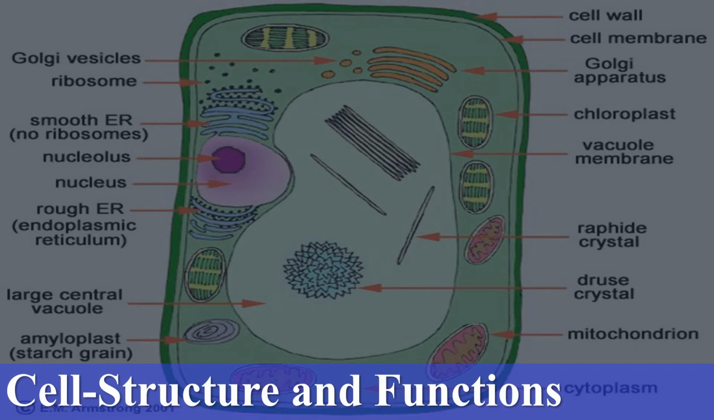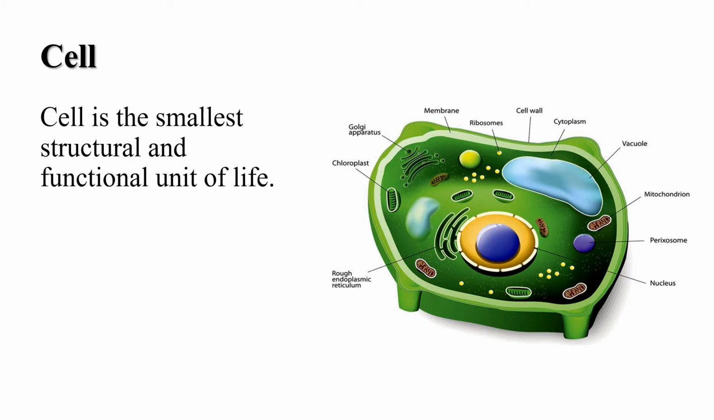A cell is the smallest unit of living matter that can carry out all the life processes. And students, in this chapter, we shall discuss the structure and the functions of the cell. So let's get started. First, let us understand what a cell is. As I have told you, a cell is the smallest structural and functional unit of life, which means the structure of the body and the function of the body depend on the cell.